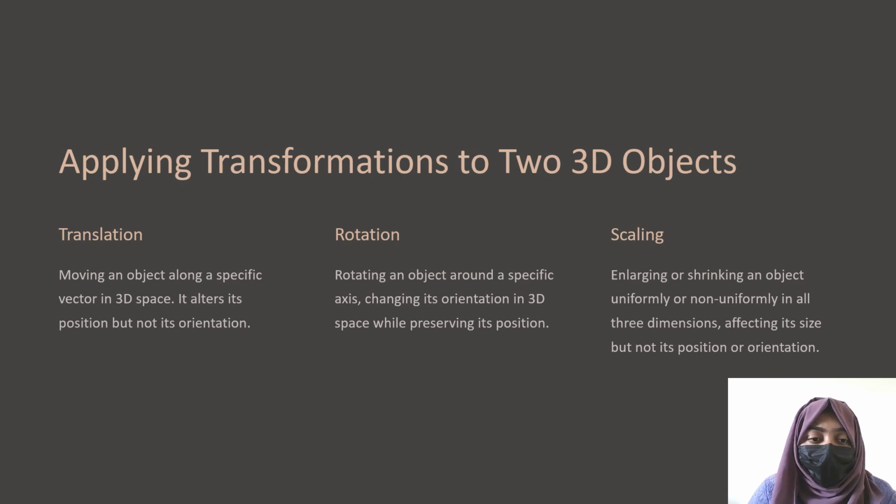Translation is like moving an object along a specific vector in 3D space. It alters its position, but not its orientation. Moving to rotation: rotating an object around a specific axis, changing its orientation in 3D space while preserving its position. And what is scaling? Scaling is like enlarging or shrinking an object uniformly or non-uniformly in all three dimensions, affecting its size but not its position or orientation.